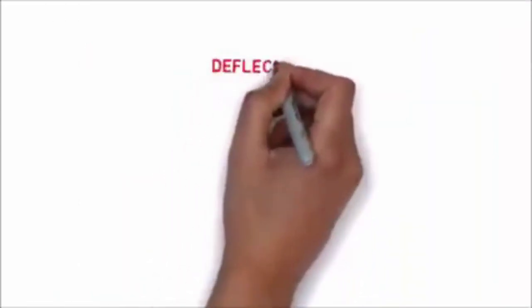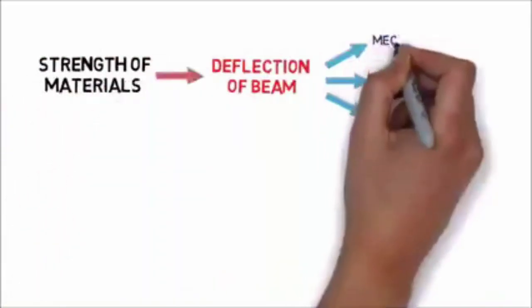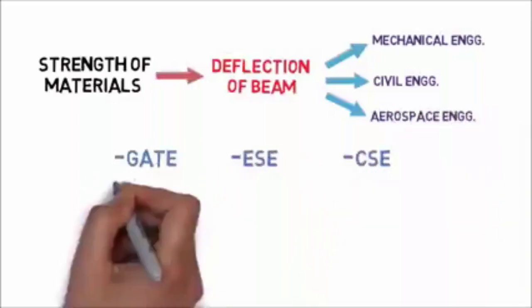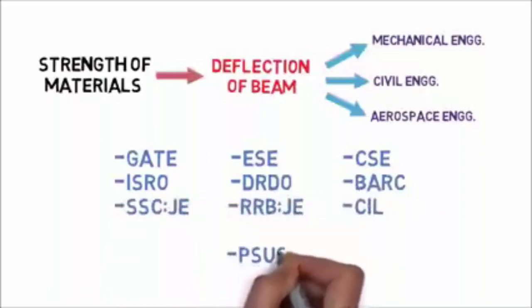So these are the 12 most important formulas which come under deflection of beams: 6 formulas for maximum slope and 6 formulas for maximum deflection of the respective beam cases, which come under the Strength of Materials subject. Out of these 12 formulas, one question will compulsorily be there in the papers of mechanical engineering, civil engineering and aerospace engineering, like GATE, engineering services, civil services, ISRO, DRDO, BARC, SSC, JEE, RRB and all the remaining PSU exams.